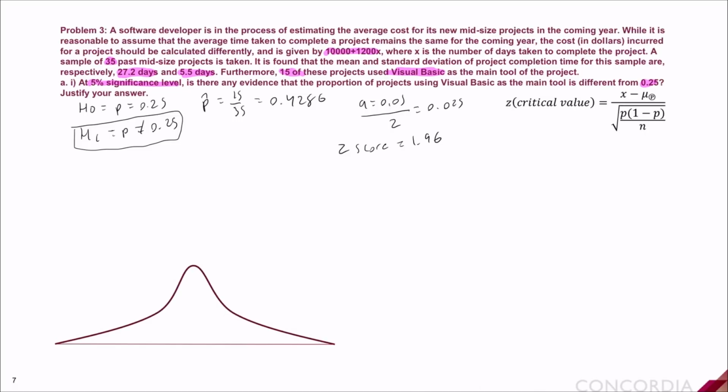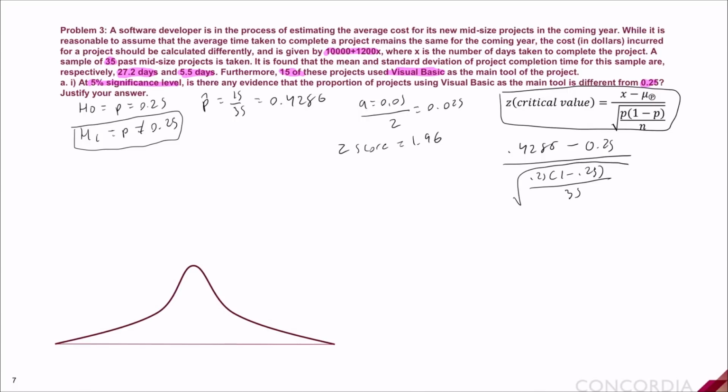Now we have to go find our test statistic using the formula here, and that would simply be the proportion of our sample, 0.4286, minus the one we're testing, which is 0.25, divided by the square root of 0.25 times 1 minus 0.25 over n, which was 35, which gives us a value of 2.44.